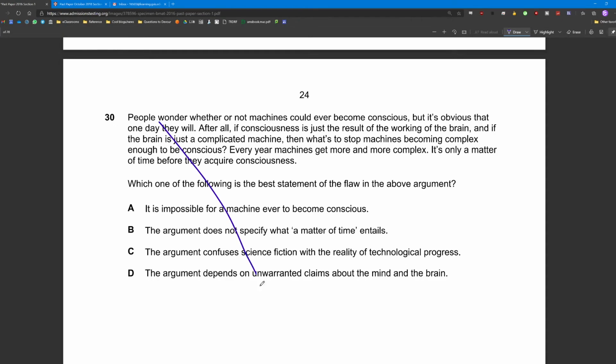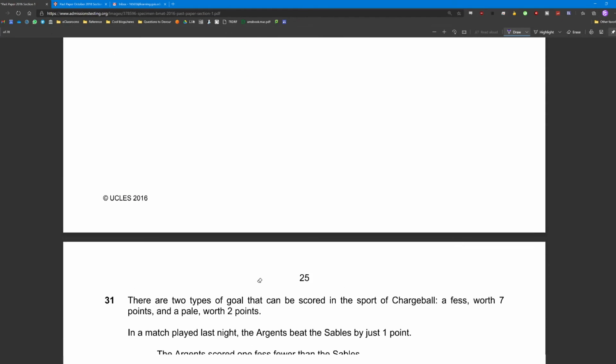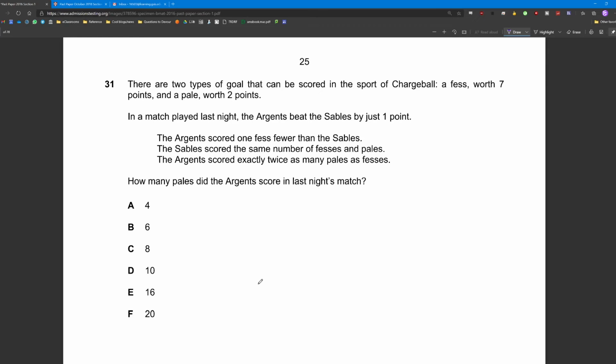This is argument evaluation. There are 2 types of goal that can be scored in the sport of charge ball. A fess worth 7 points and a pail worth 2 points. Okay, so there are fesses and sables. The argents scored 1 fess fewer than the sables. The sables scored the same number of fesses and pails.